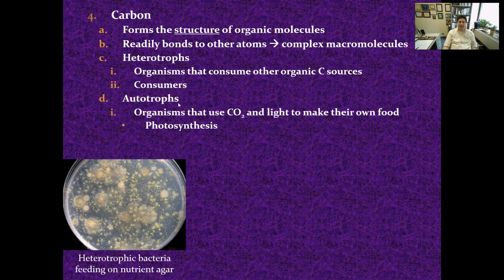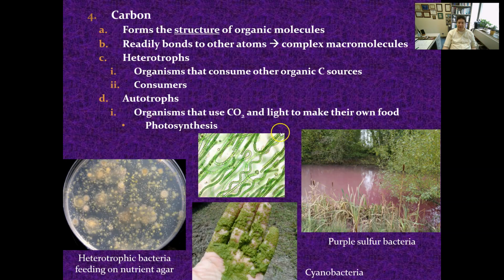Autotrophs, again you may recall, are organisms that can make their own food. So they use carbon dioxide, light energy from the sun, and some water from the ground to actually make their own food. And we see purple sulfur bacteria are capable of doing that, and the cyanobacteria here.